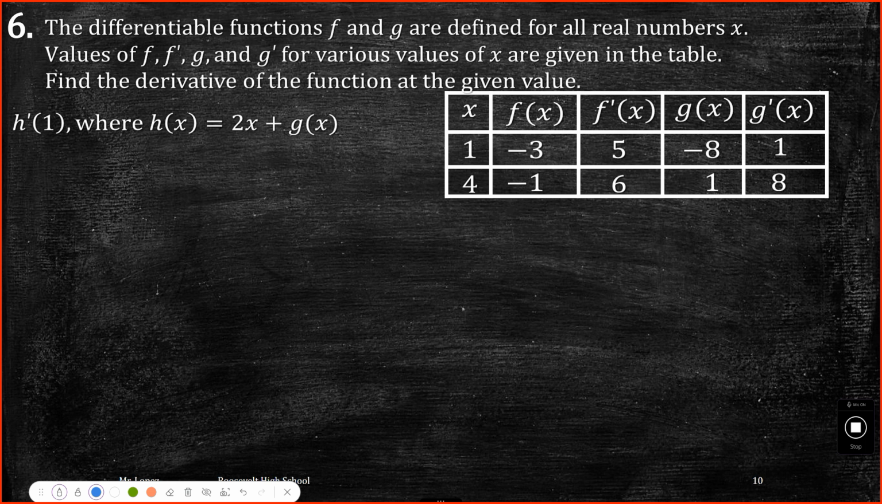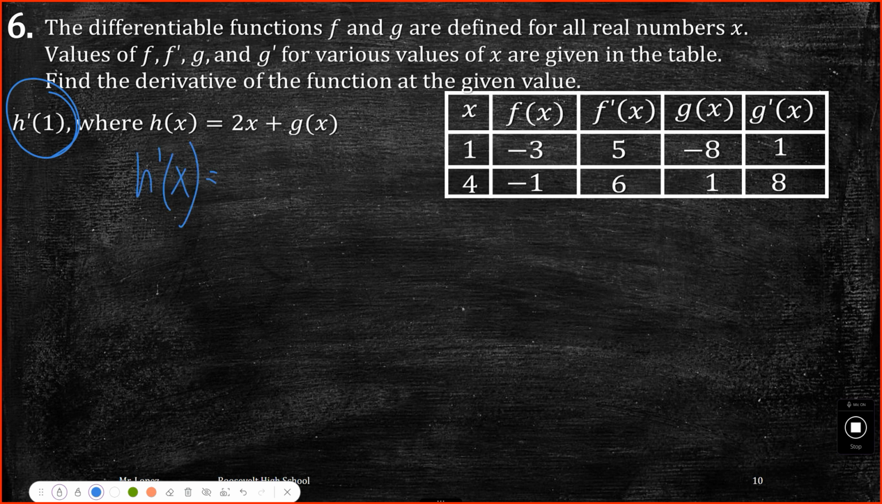So number 6. The differentiable functions f and g are defined for all real numbers x. Values of f prime and g prime for various values of x are given in the table. Find the derivative of the function at the given value. So we want to find this. We have to take the derivative of this and then evaluate it at 1.